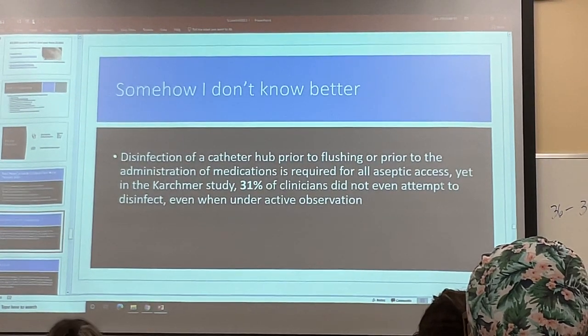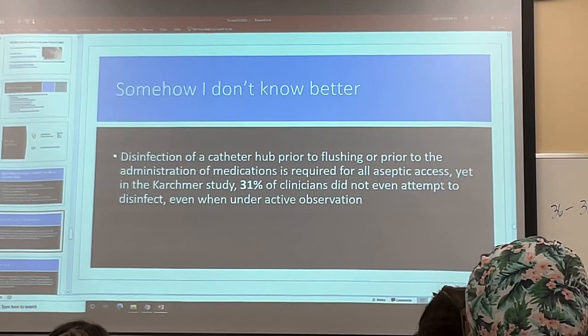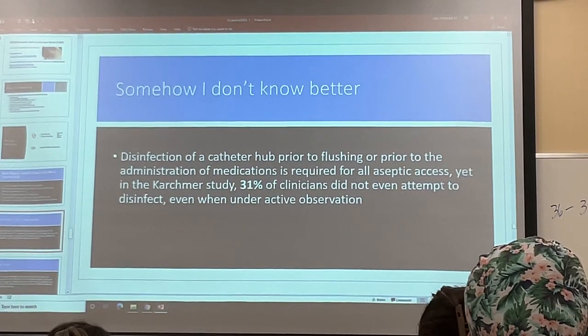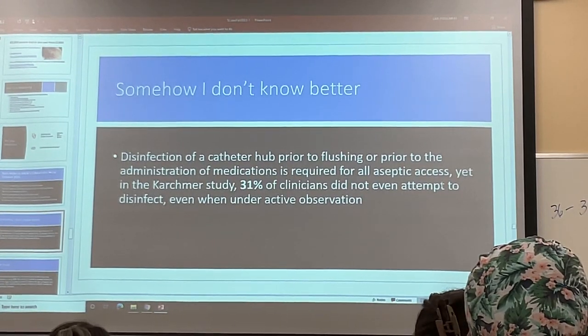31% of the clinicians that were assessing these lines didn't even try to disinfect before they gave a push through it or before they connected the tubing to it. So that's a third of us who didn't.